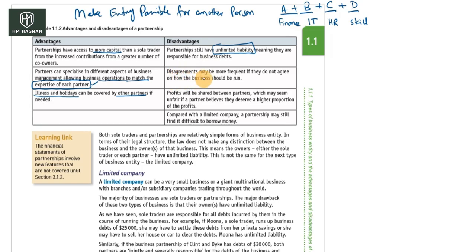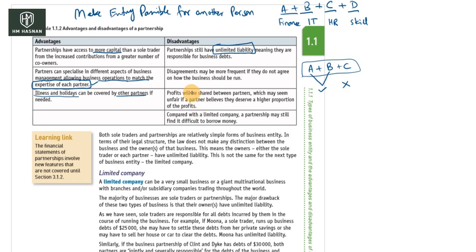Second one, disagreement may be more frequent if they do not agree on how the business should be run. There is a lot of possibility that Mr. A, Mr. B and Mr. C's ideas are not synchronized. Maybe Mr. A and Mr. B agree, but Mr. C doesn't agree with A and B. There is a lot of chance that all these partners' ideas are not the same. Then there will be a conflict between the ideas. So it's a problematic situation for the partnership business because many persons are not going to rely on a single statement.